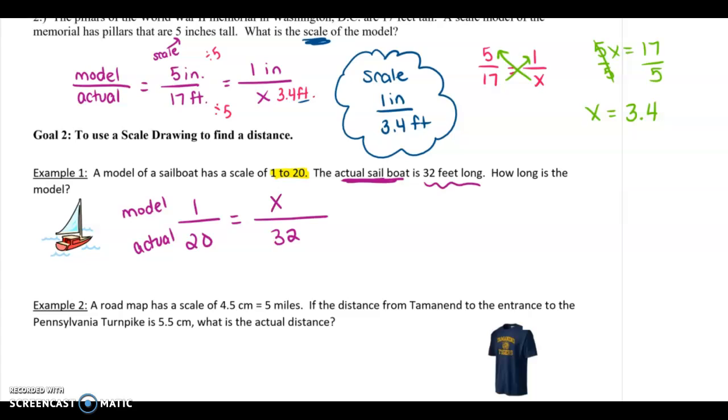So I'm going to go through and cross multiply here. So 32 times 1 is 32. 20 times x is 20x. Divide by 20 to get x by itself. That'll give me my answer. So 32 divided by 20 is 1.6. Okay, and 1.6 feet.